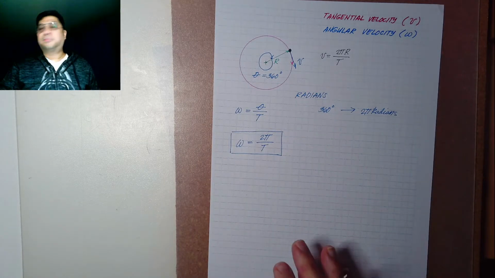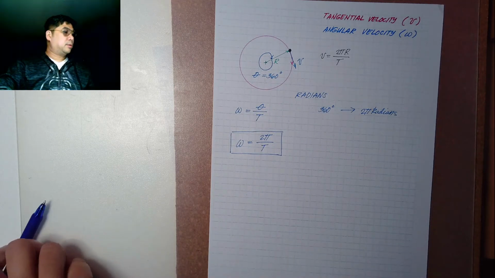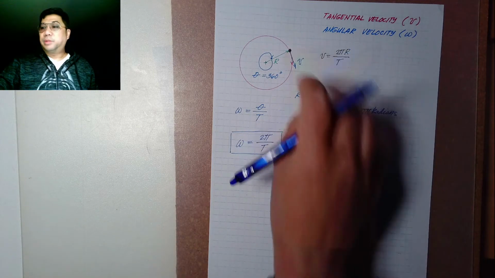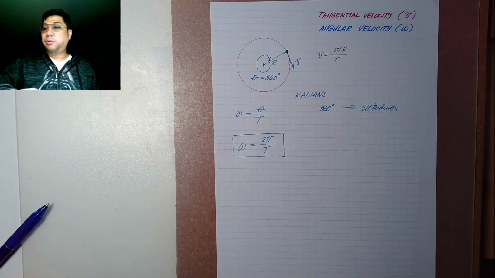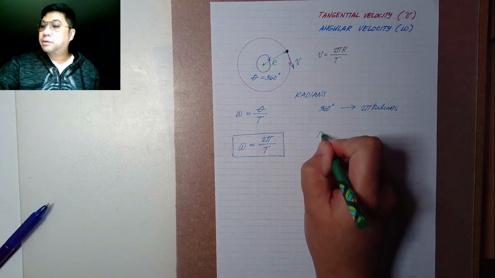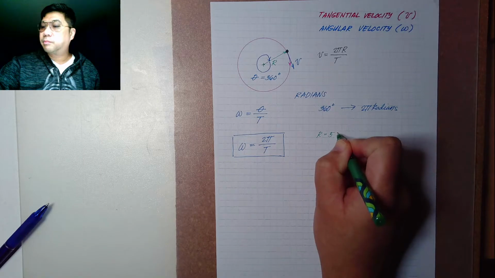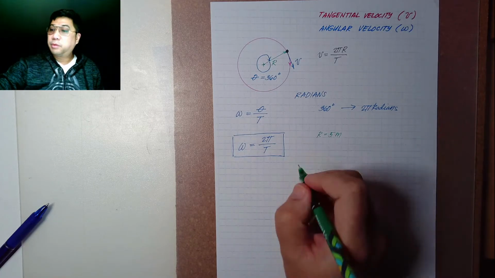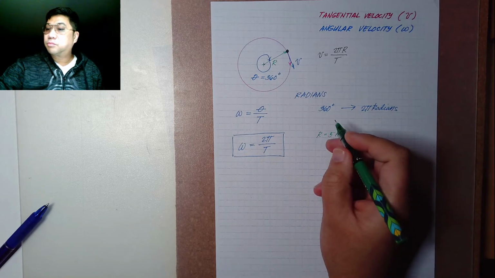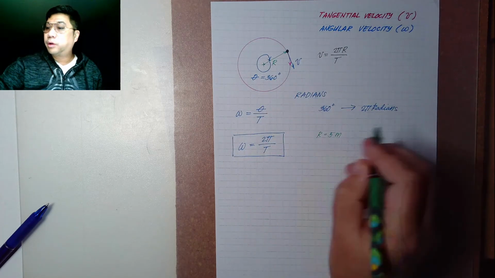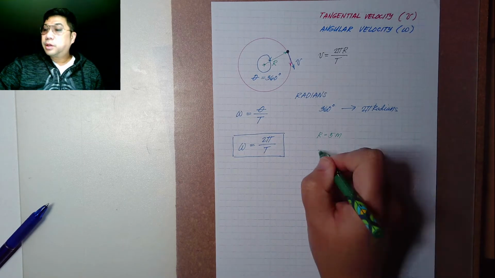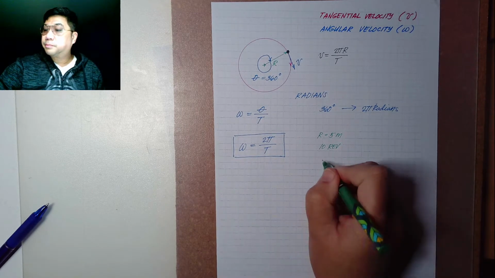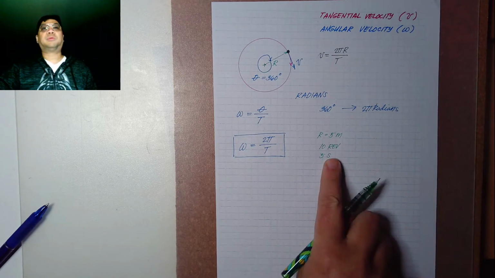Let's use an example. Let's say the object is rotating in a circle with a radius r of 5 meters, and the object has completed 10 revolutions in 5 seconds. So 10 revolutions in 5 seconds.